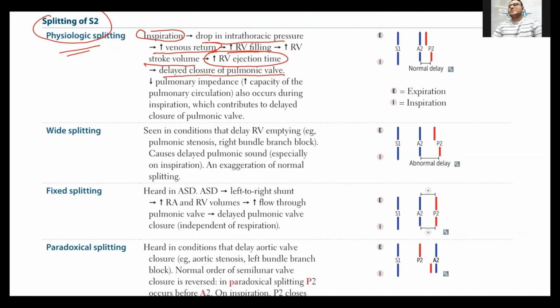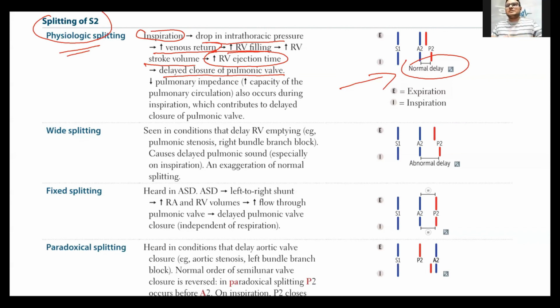So what will happen? Delayed closure of the pulmonic valve. First of all, we should know which valve closes later, pulmonic or aortic. You know that the pulmonic valve closes later as compared to the aortic valve. The aortic valve and pulmonic valve may seem to close simultaneously, but not quite. There is a gap, a delay, which is called the normal delay. First is the closure of the aortic valve, and then there is the closure of the pulmonic valve.